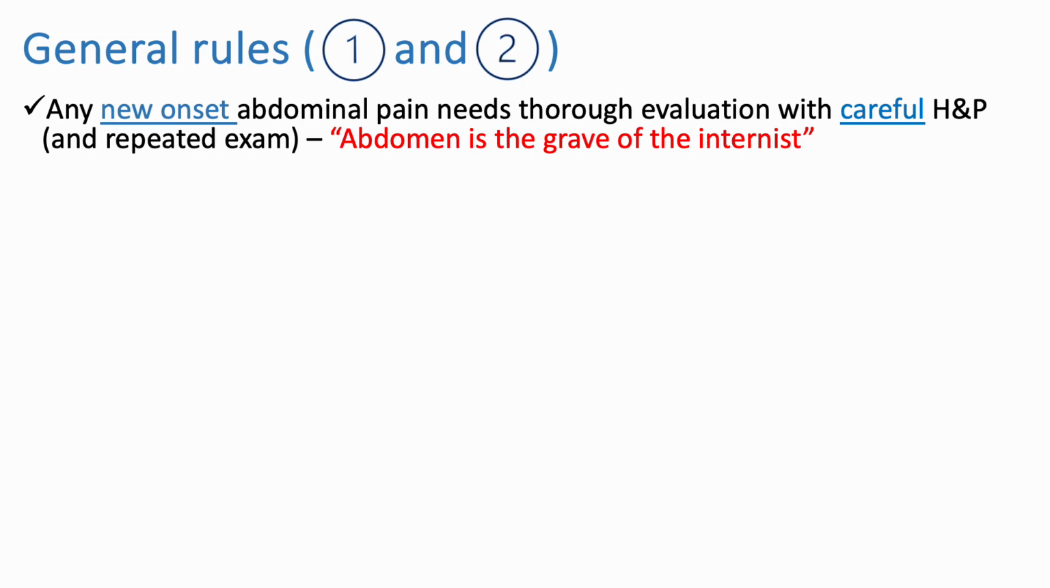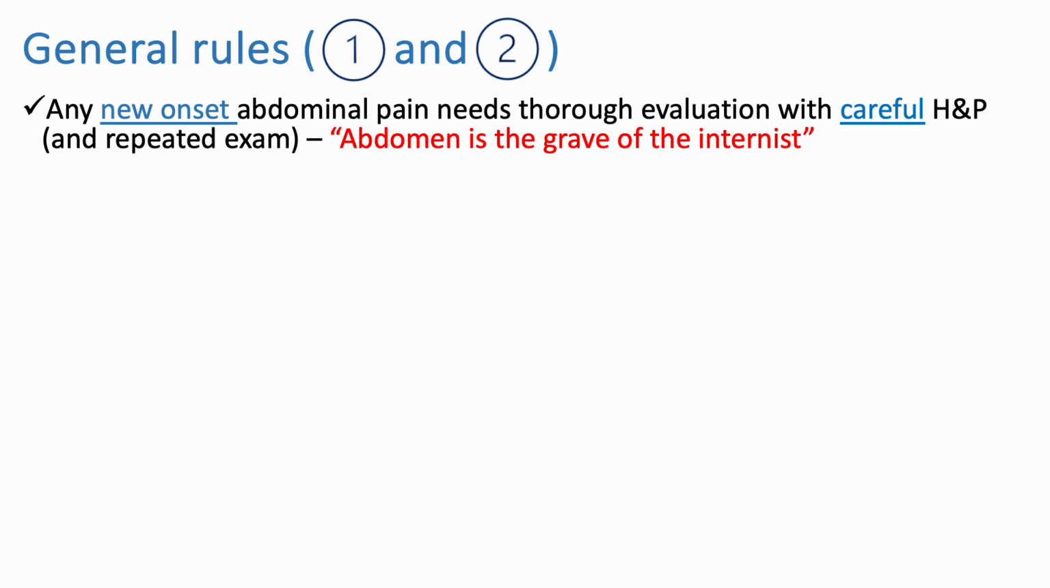Generally, I will talk about six general rules to keep in mind while evaluating a patient with abdominal pain, and of course the first and second are the most important. You probably guessed it right: careful history and careful physical examination. Any patient with new onset abdominal pain needs thorough evaluation with careful history and careful physical examination. I really cannot emphasize that more. Abdomen is the grave of the internist. This is a famous quote.